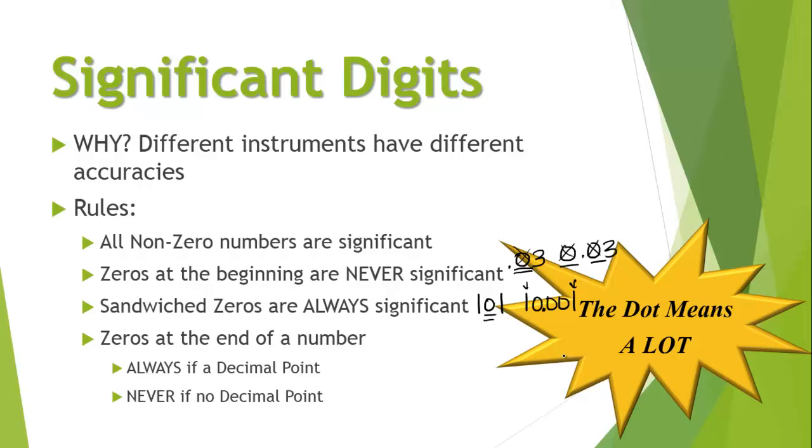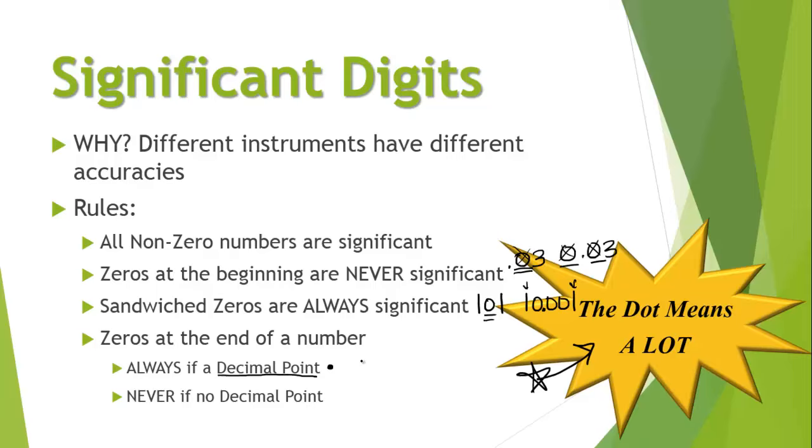And then zeros at the end of the number. This is where the dot means a lot comes into play, because they will be significant, or always significant, if there is a decimal point. So the dot means a lot. The dot means a lot. If you had me for IPS, you're probably sick of hearing me say that. If there is no decimal point anywhere in the number, then zeros at the end are not significant.